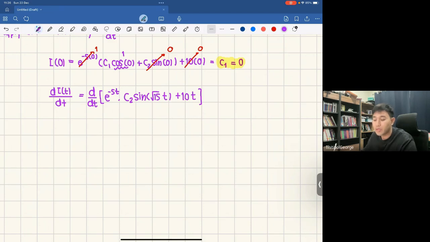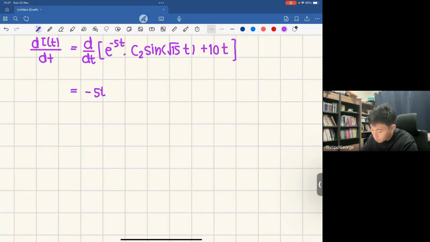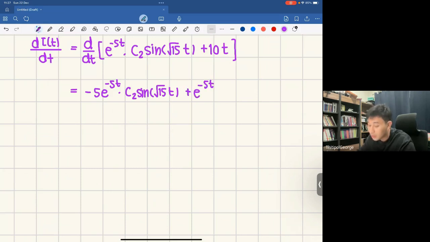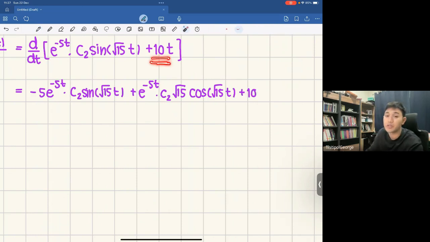So if you compute the derivative, you use the product rule, and then the other term you can just differentiate normally. With the product rule, we get negative 5, not 5t, e to the negative 5t times c2 sine of square root of 15t, plus e to the negative 5t times c2 times square root of 15, by the chain rule, cosine of square root of 15t, and then you plus 10 at the end, since you also differentiate this one.